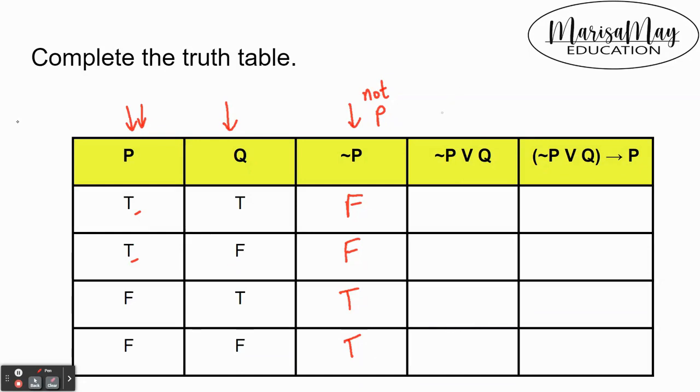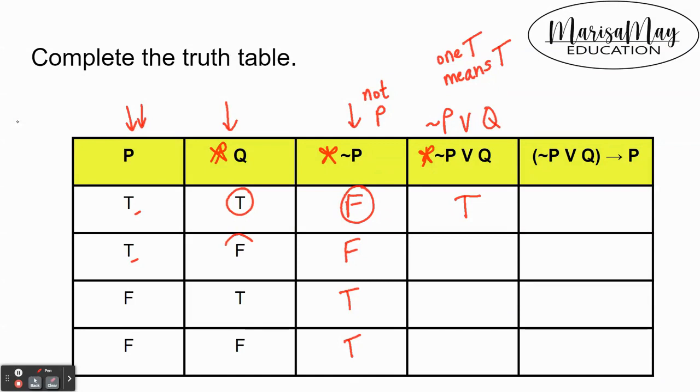Okay? Now, when we do not P or Q, when we have an or statement, what we're looking for is one true means true. So what that means is if I find a true in the second column or in the third column, I'm only looking at the second and third columns. If I find a true, then in my fourth column, I'm going to put a true. So watch, I'm looking at true and false. That's at least one true, so I put a true here.